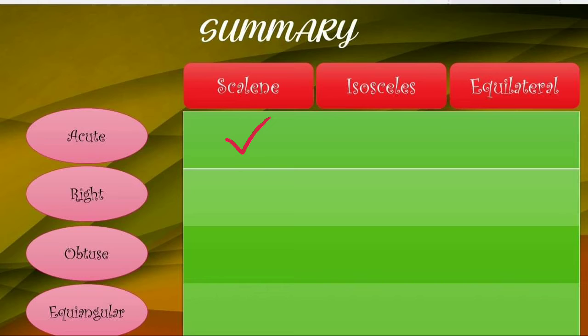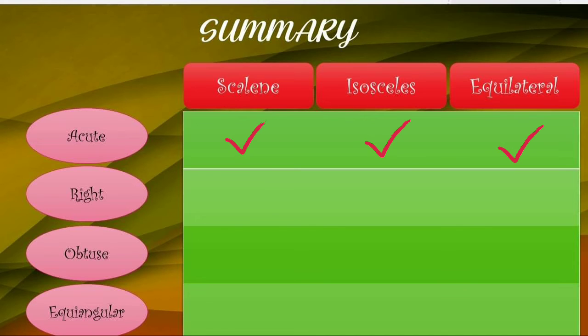What about the isosceles triangle? Yes, pwede pa rin siyang maging acute ang lahat ng angles sa isosceles triangle. And syempre, ang equilateral triangle, lalong puro acute angles ang nasa triangle na to.